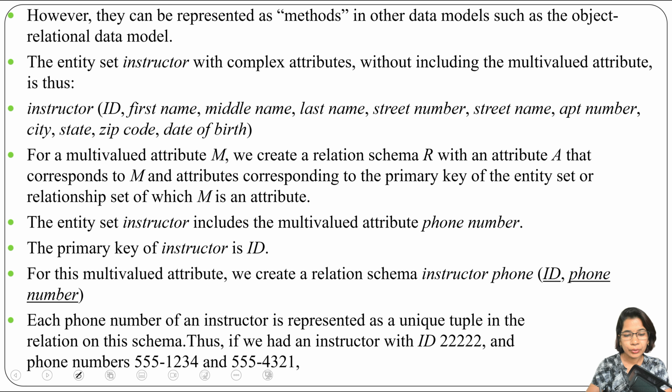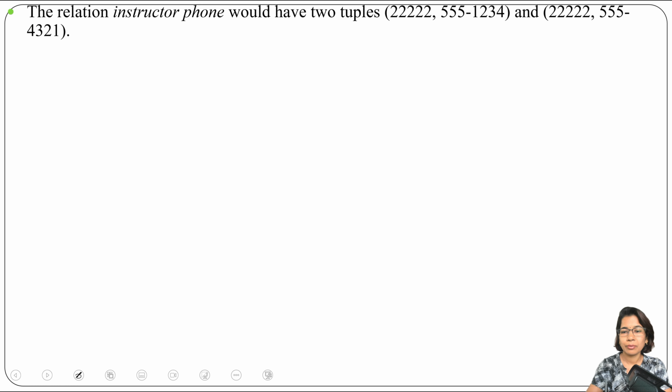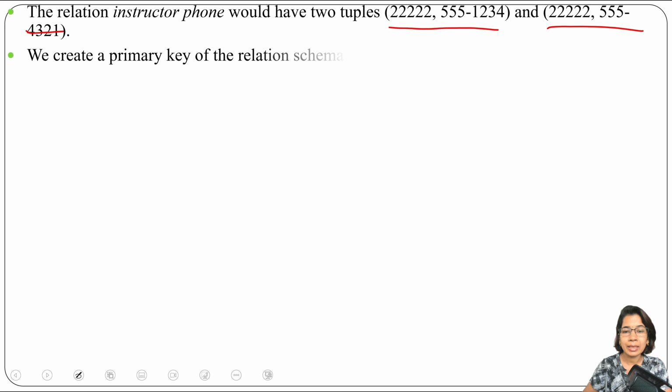Suppose we have two phone numbers, 555-1234 and 555-4321, for the same ID 52. Okay, so that we can write as ID with the first phone number, then ID with the second phone number. Combinedly, ID and phone number are considered as the key.